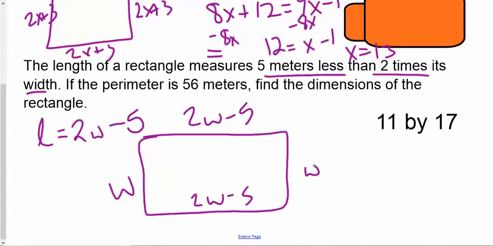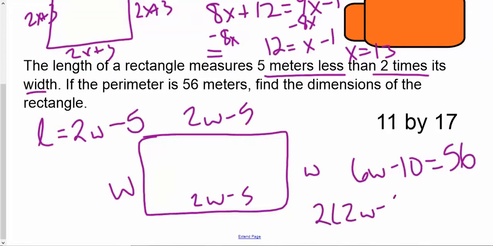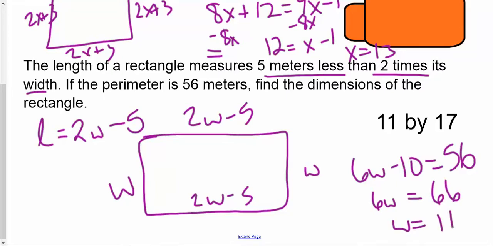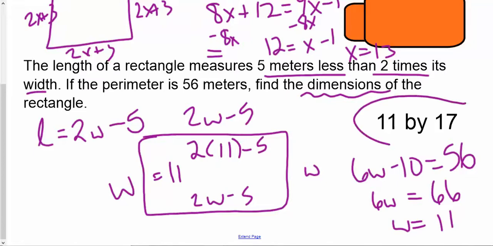Now, if we add these all up, we're going to get 6w minus 10 is equal to the perimeter, which is 56. We also could have done 2 times (2w minus 5 plus w), and that gets us the same thing. But we solve, and we add 10 to undo the subtraction of 10, and then divide by 6 to undo the multiplication of 6. And we get w equals 11, which is great, but that only tells us the width, and it asks for both dimensions. So we do 2 times 11 minus 5, which is 17. So 11 meters by 17 meters.